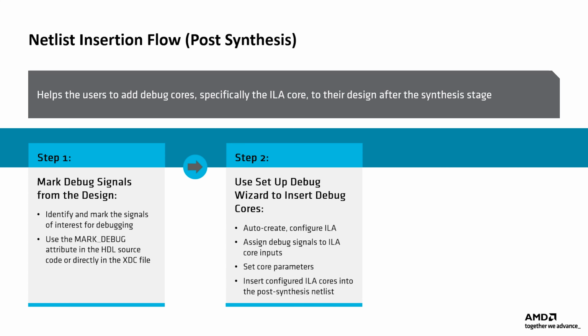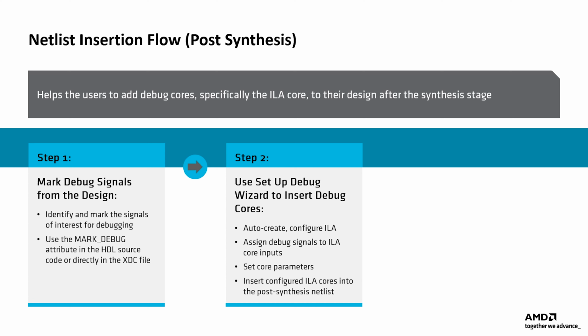Step 2. Set up Debug Wizard to insert debug cores. The Setup Debug Wizard in Vivado automates the creation and configuration of ILA cores, simplifying the process of connecting marked debug signals to the core inputs. The wizard pre-populates the list of debug nets, allowing users to add or remove nets using the Find Nets to Add option or the plus and minus icons.